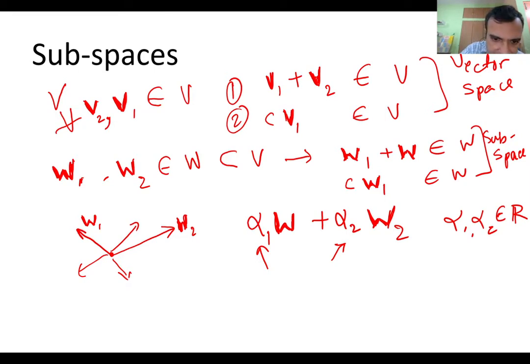So what is degeneracy? A degeneracy could be that w1 and w2 are collinear with each other. In that case, if you take a linear combination of these two, you will stay within this line and not explore the rest of the plane. Then the subspace is rank deficient, with one fewer dimension. So we are not talking about that. We are talking about general subspaces.